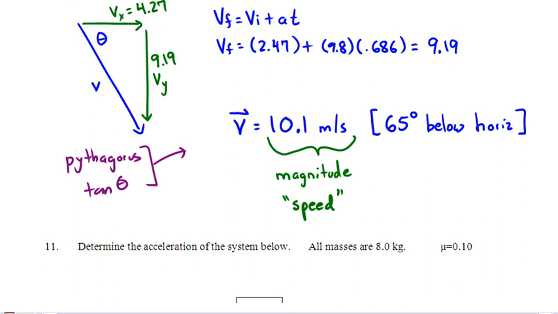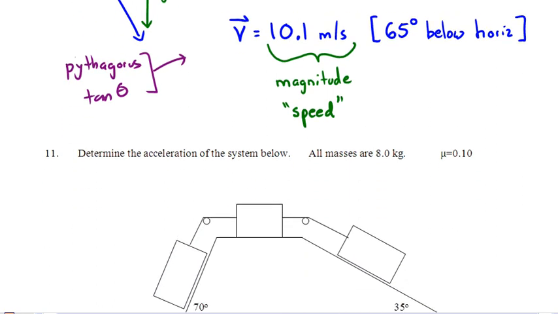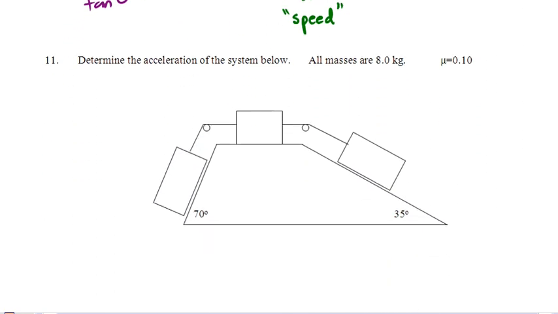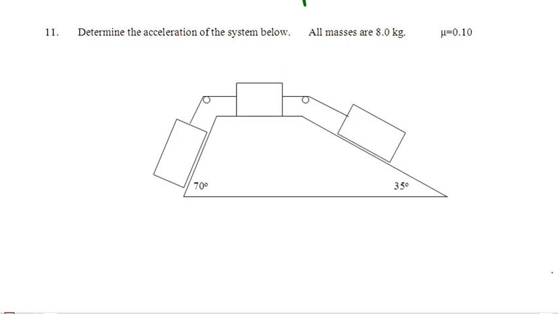Okay, final one for this particular day. Here's a kind of a crazy one. It's got a whole bunch of different boxes on the go here. It's going to get really busy, so sharpen your pencils on this one. All the boxes are 8 kilograms, and it does look like there's some friction in there. And the question is, can you find the acceleration for the system once you let it go? And the answer is, sure we can, but it is going to get a little bit messy.